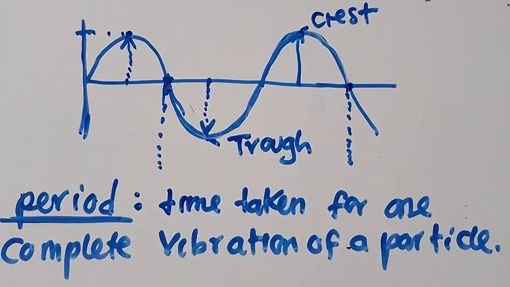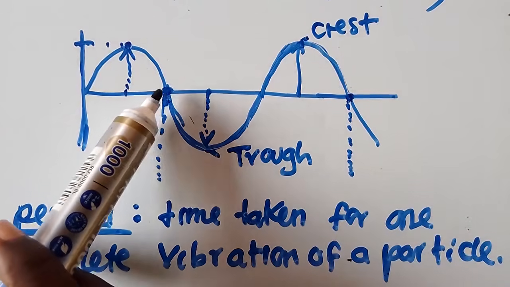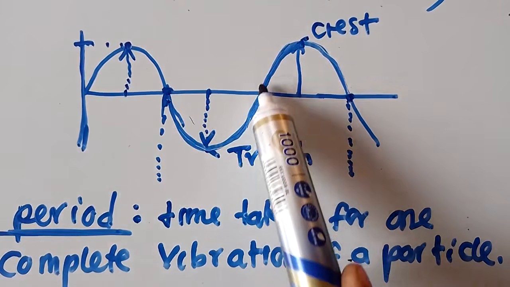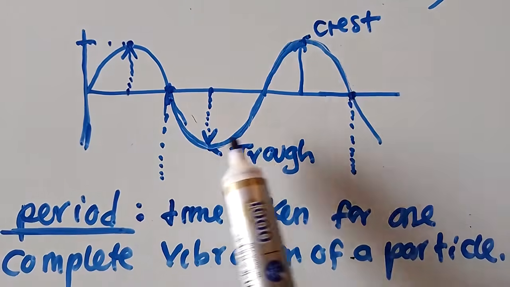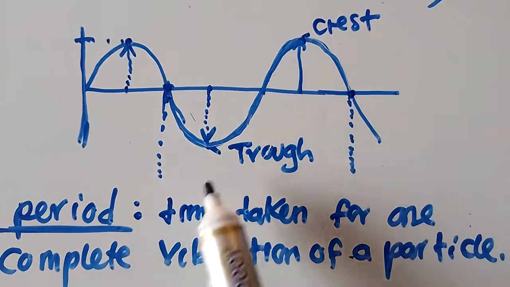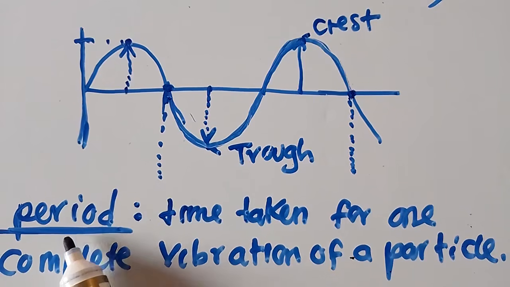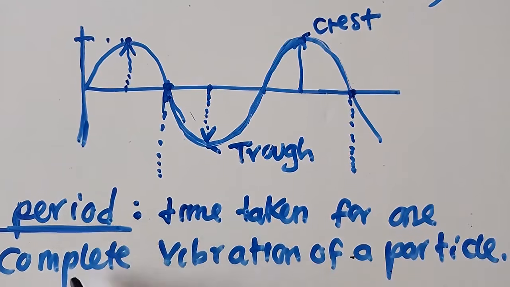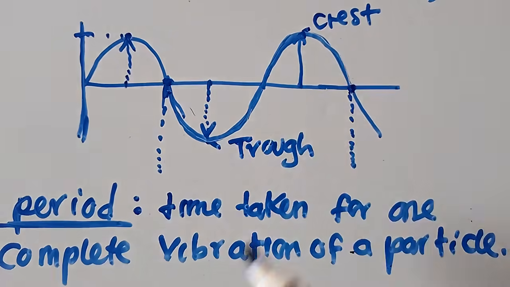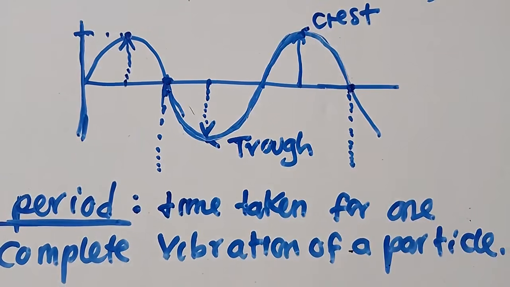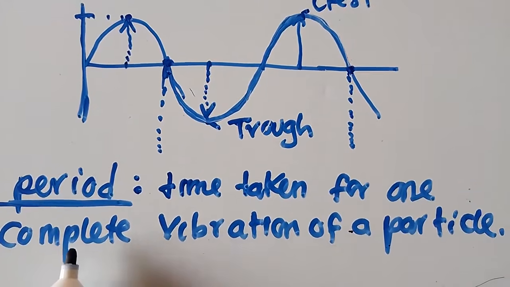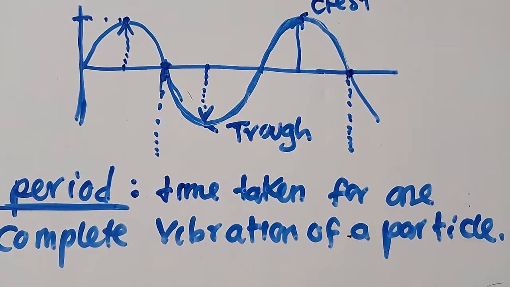So one wave, you know that from here, it moves like that, in that direction, up to that point. The time it will take for this one wave to be completed, that is what we are calling a period. So I'm saying that period is the time taken for one complete vibration. How long it will take for one wave to be made. How long will it take for us to make one wave? That is what we are calling period. Make sure you understand this.